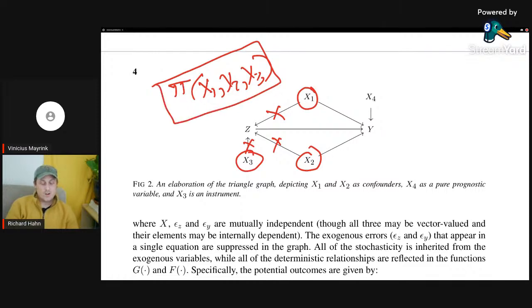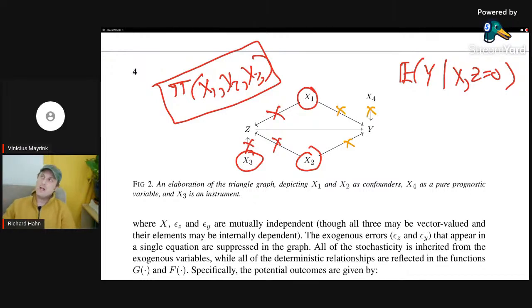In the case that we have homogeneous treatments, the expected value of y given x and z equals 0 cuts off all of those arrows. Okay, so in other words, those earlier results can be phrased in terms of Pearl's criteria as being a sufficient statistic that satisfies the backdoor criterion.